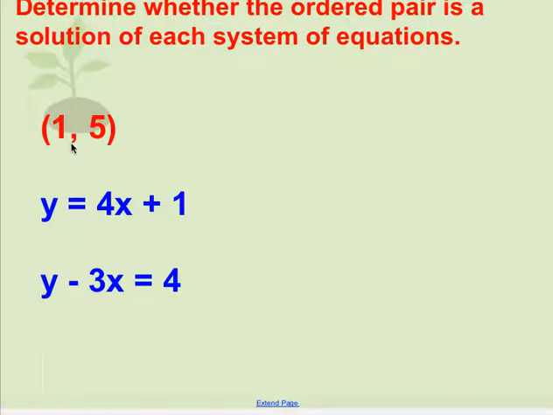Okay, so you could try this by plugging in 1 for x and get 4 plus 1. Does it equal 5? Yes. And how about 5 minus 3 times 1? So 5 minus 3, does that equal 4? No, it doesn't. So this is not a solution.